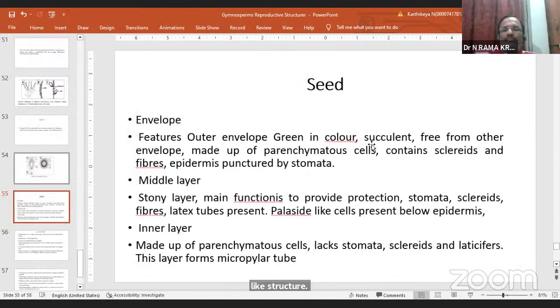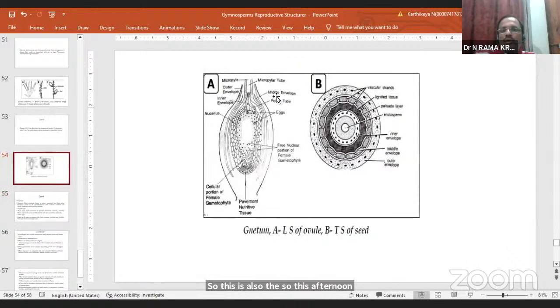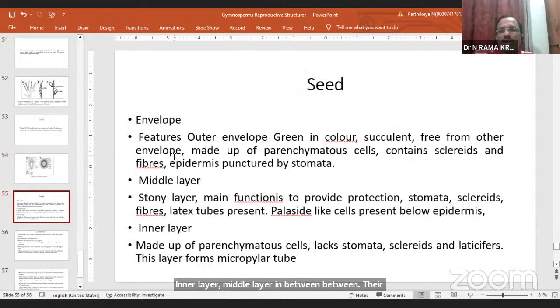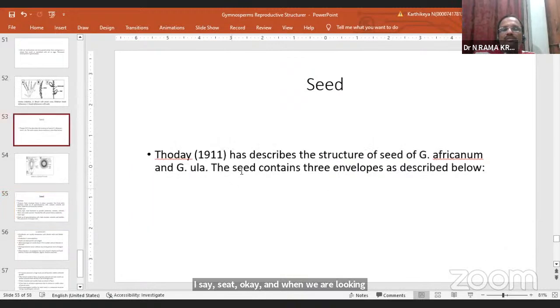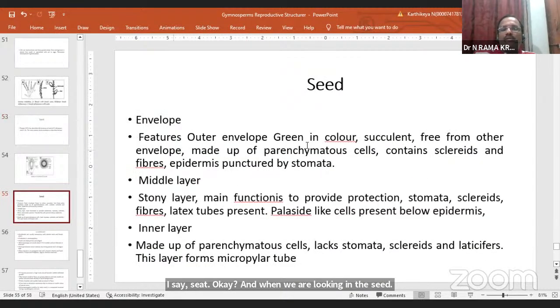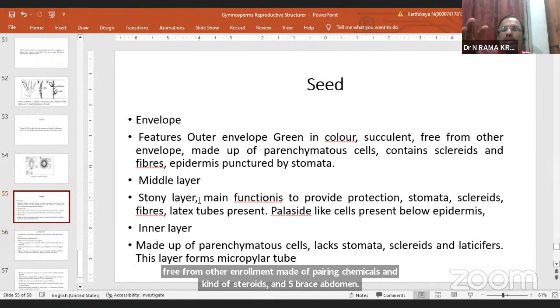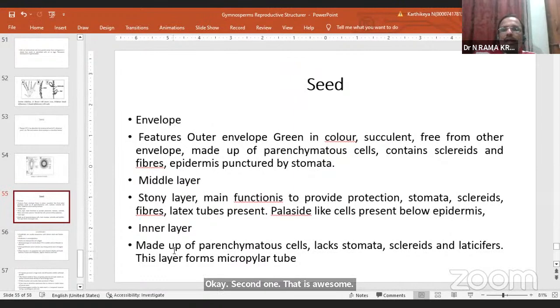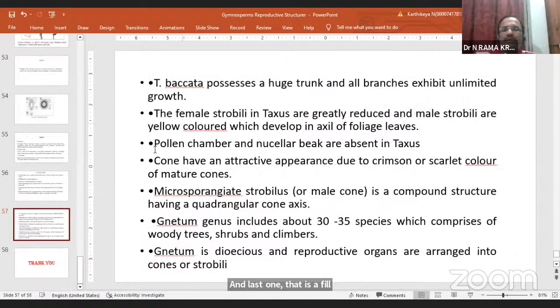This is the Gnetum ovule: outer layer, middle layer, inner layer, and in between there is an egg-like structure. After fertilization, the zygote is modified into a seed. Generally this seed has three layers. The outer envelope is green, succulent, free from the other envelope, made of parenchyma cells, containing sclereids and fibrous epidermis. The second is the middle layer, a stony layer-like structure, and the last is the inner layer.